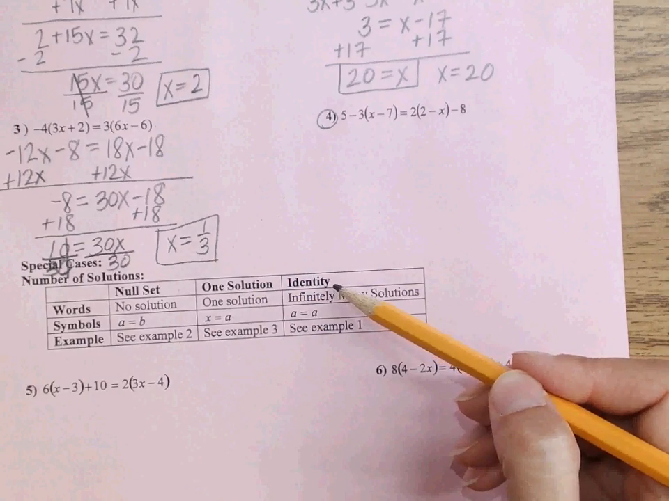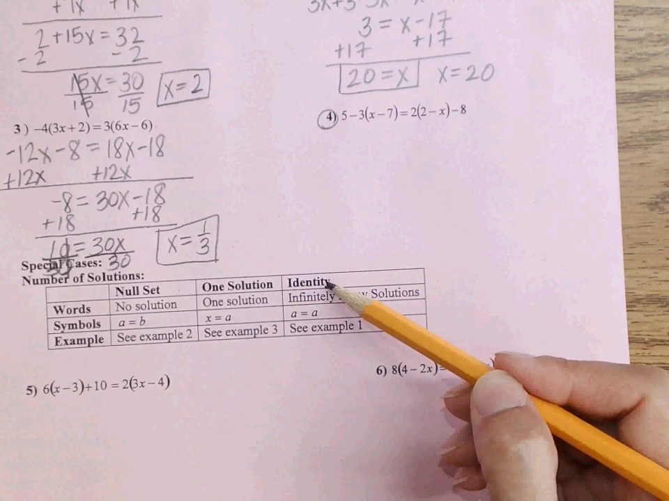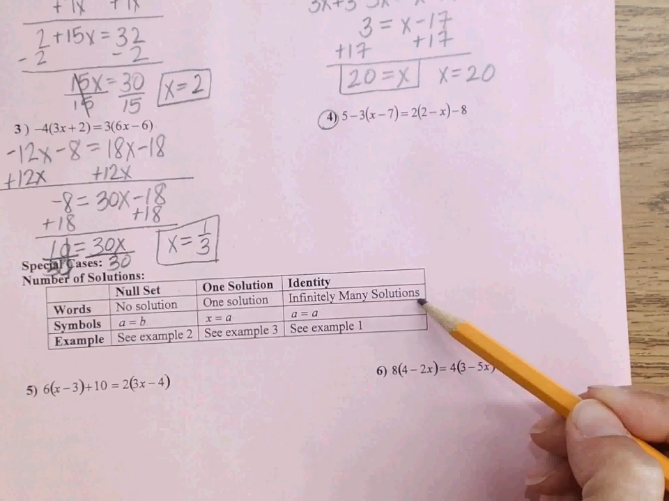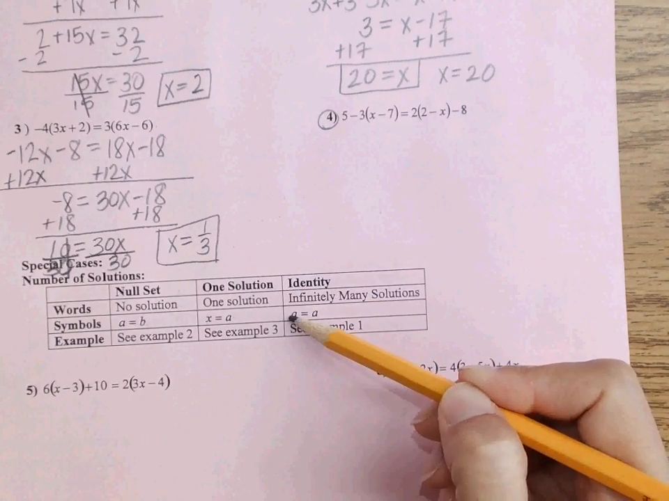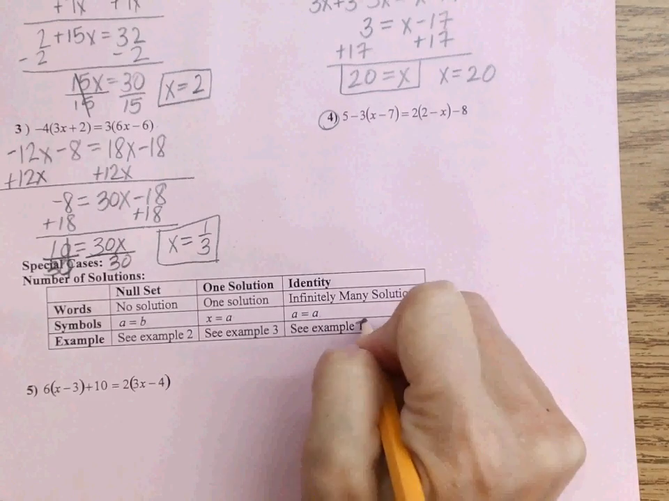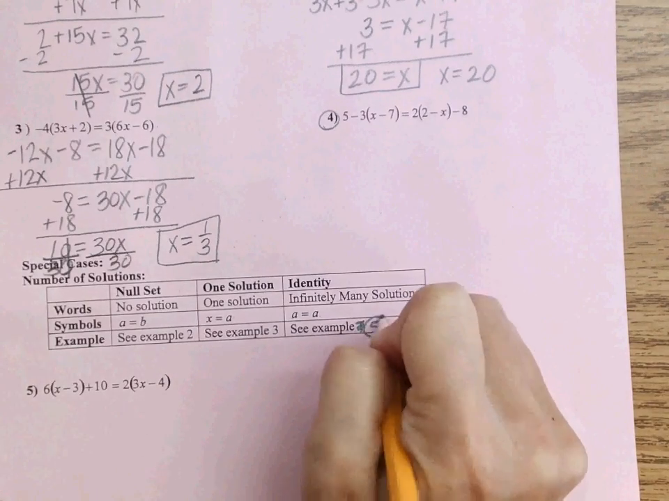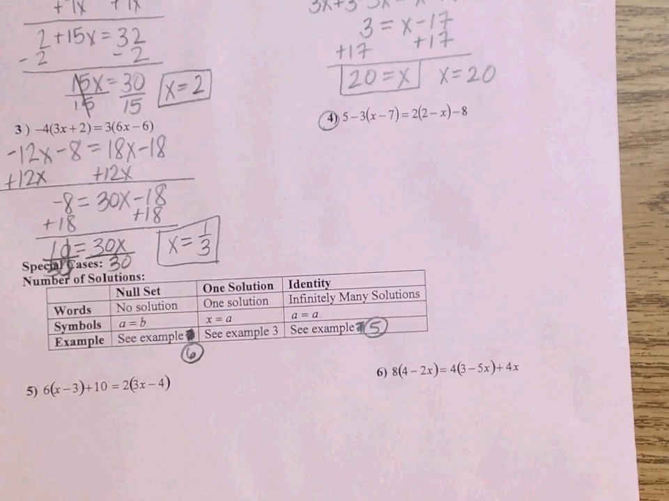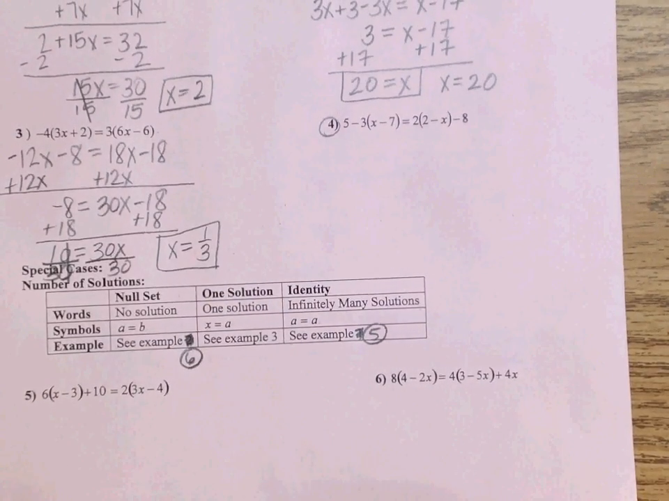And then we have the identity property or identity solution. We write it as infinitely many solutions. It's where the same value equals itself, and it's actually going to be example number 5. So let's change that to number 5. And this one will actually be example number 6. So let's work these out so you know exactly what this means.